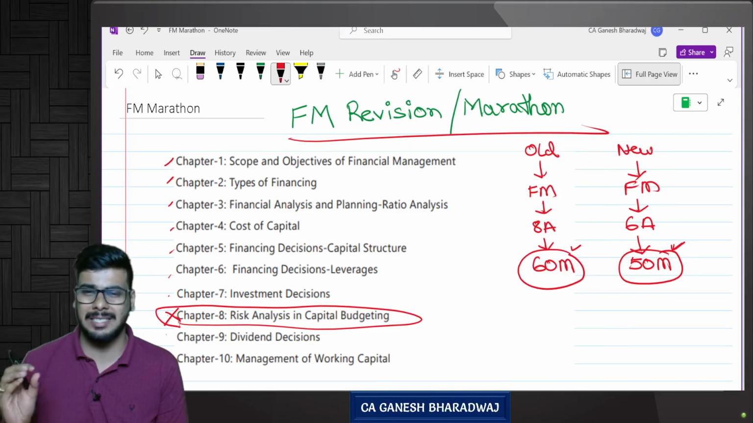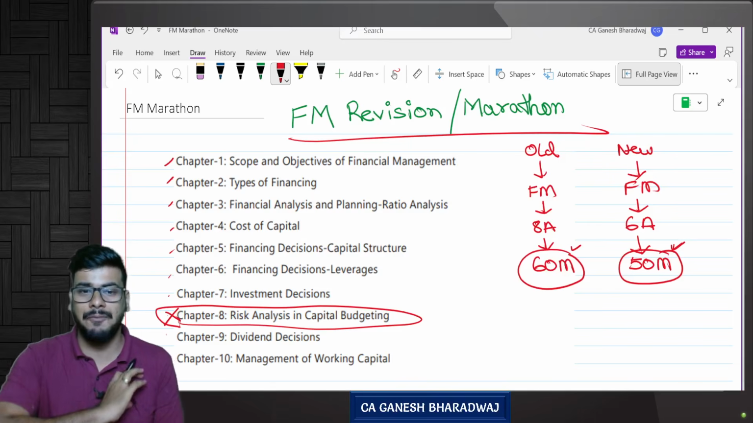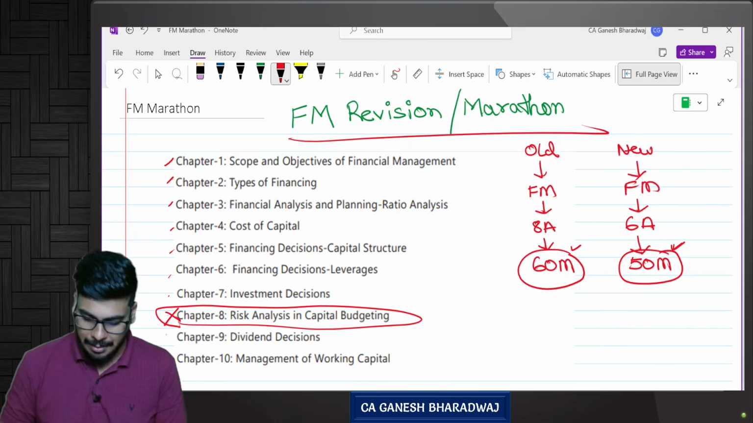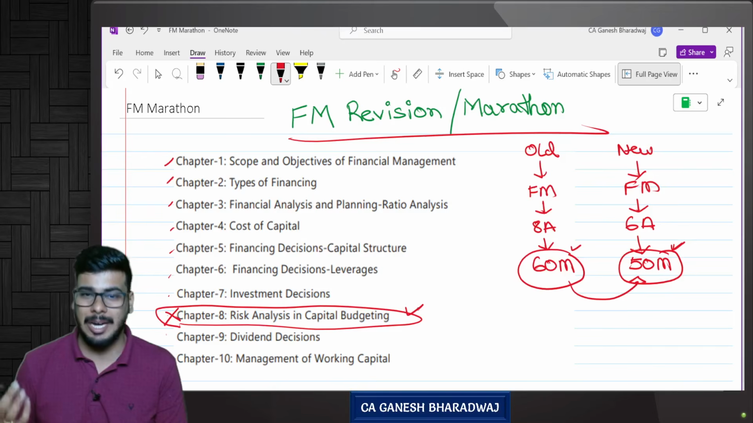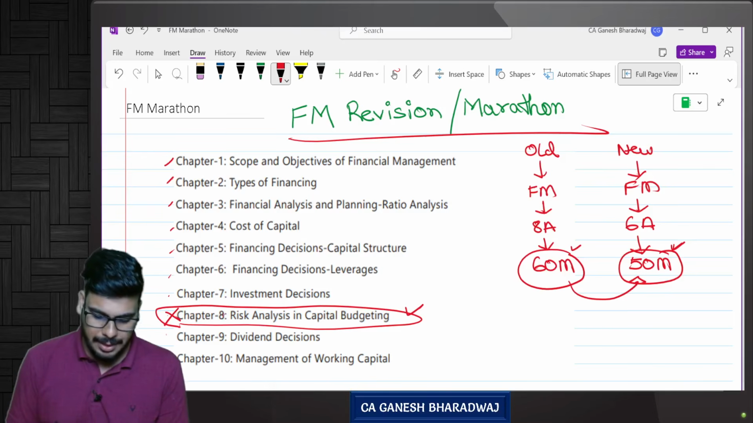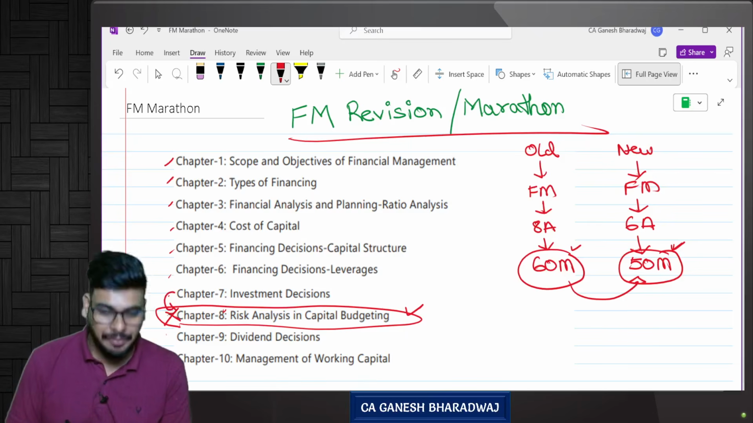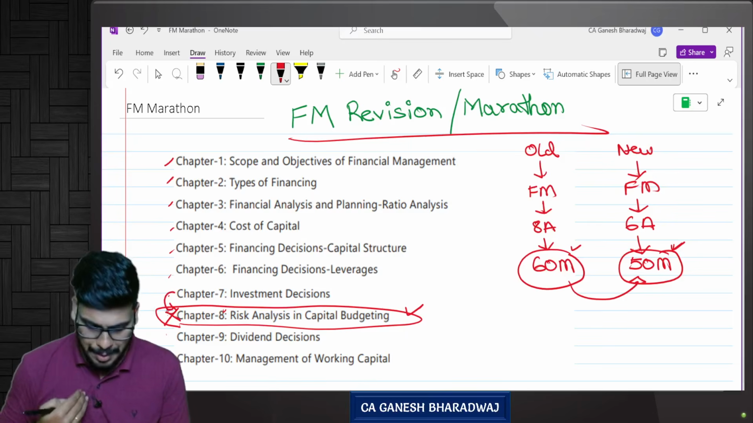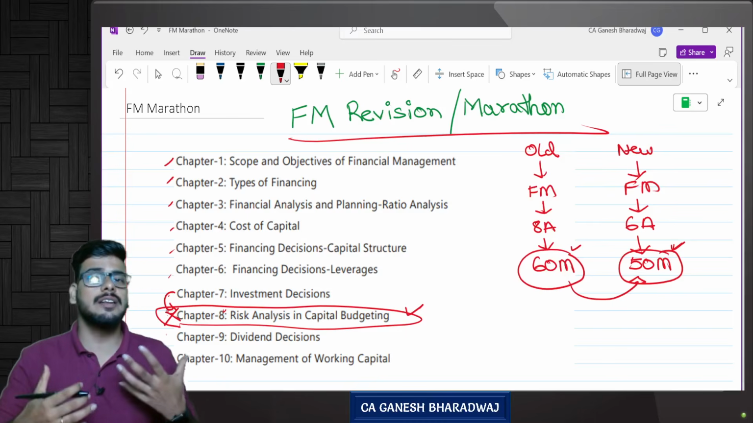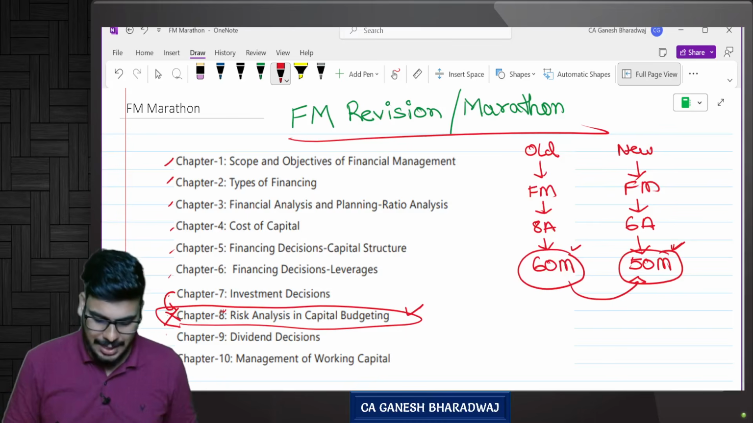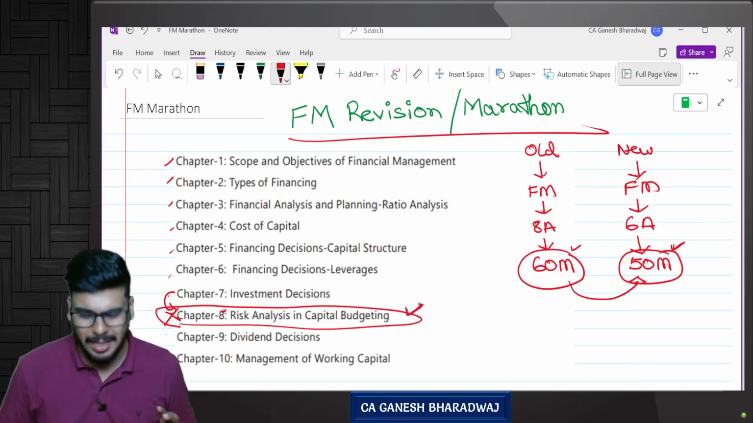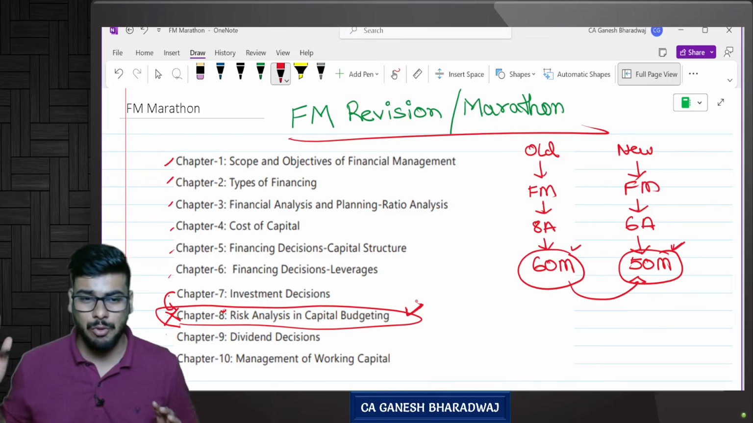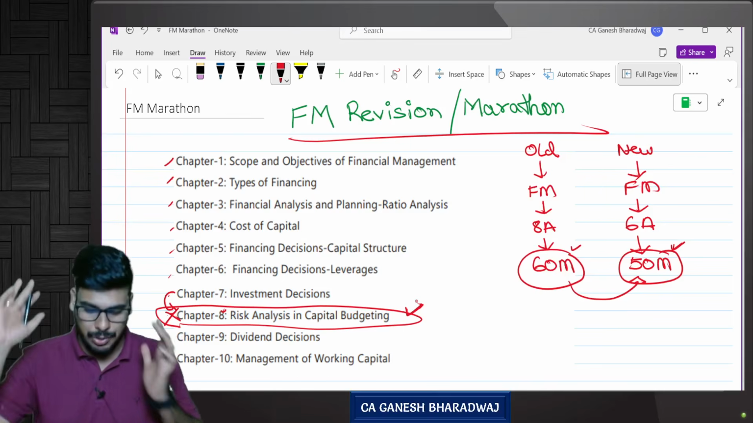They have just kept it the same, with minor changes here and there, but for that, the entire syllabus is the same. Since they have reduced from 60 to 50, they have removed this one chapter. Technically speaking, this chapter 8, risk analysis in capital budgeting, is an extension of chapter number 7. So in my opinion, it is not a great reduction in syllabus, because chapter 8 is anyways an extension of chapter number 7 only. But anyways, they have removed this chapter. It is not a part of the new syllabus.